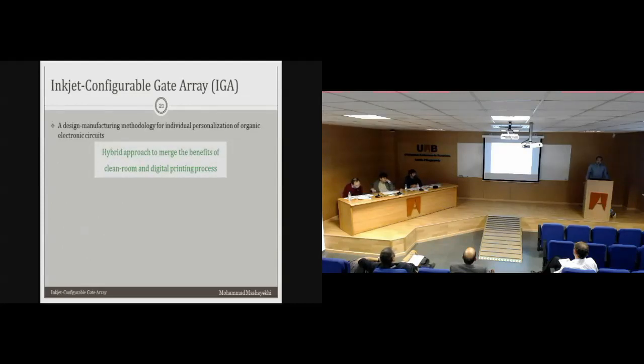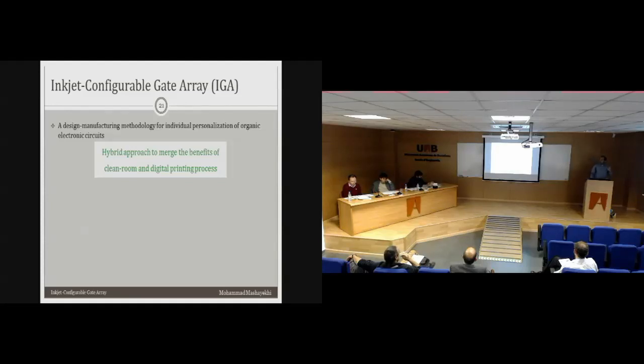Inkjet configurable gate array, talking about the gate array concept and field configurability concept. Inkjet gate array, or IGA, is a design and manufacturing methodology for individual personalization of electronic circuits, which is a hybrid approach to merge the benefits of clean room processes and digital printing processes.